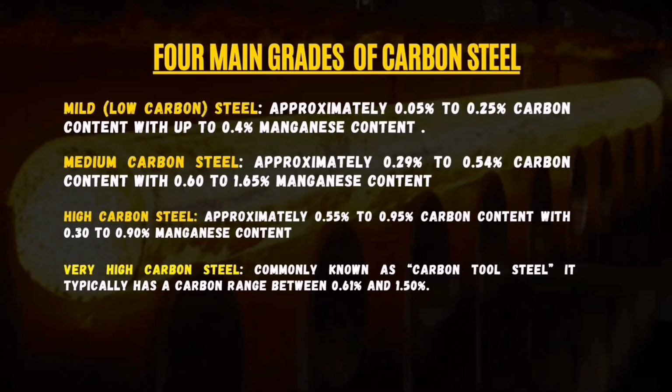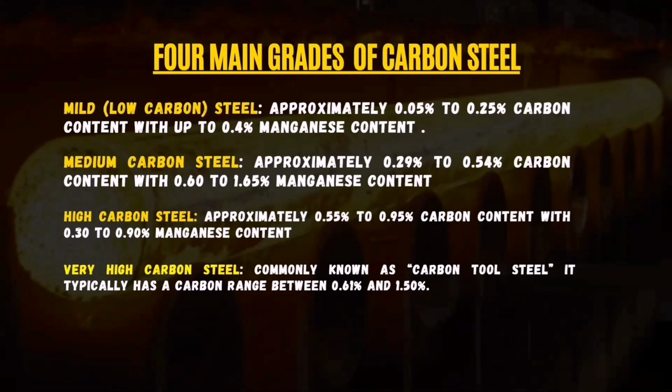Next is high carbon steel, approximately 0.55% to 0.95% carbon content with 0.30 to 0.90% manganese content. High carbon steel has the highest hardness of a carbon steel and the lowest ductility. High carbon steels are very wear resistant as a result of the fact that they are almost always hardened and tempered. It is very difficult to cut, bend, and weld when heat treated; it becomes very hard and extremely brittle.